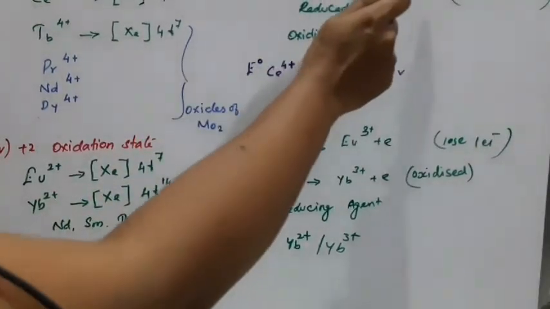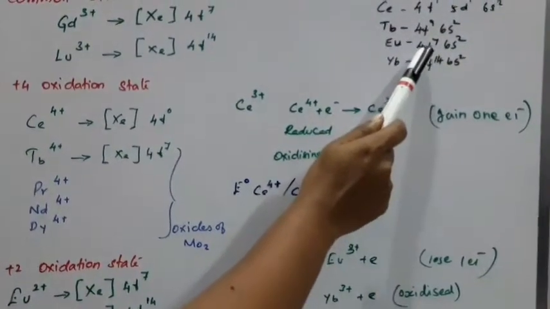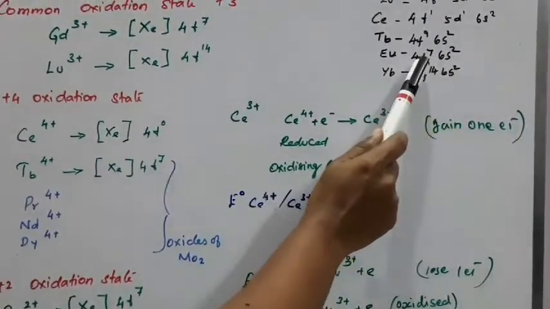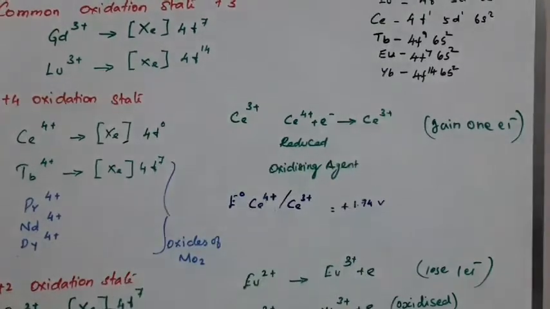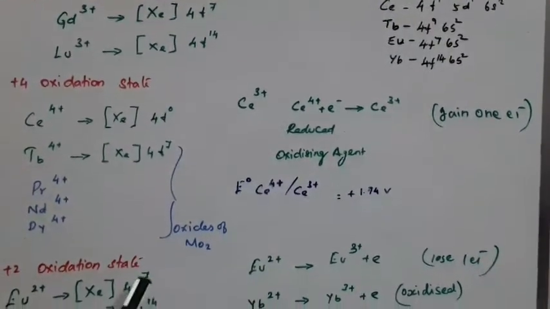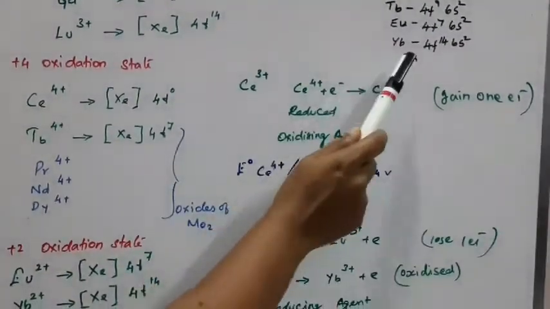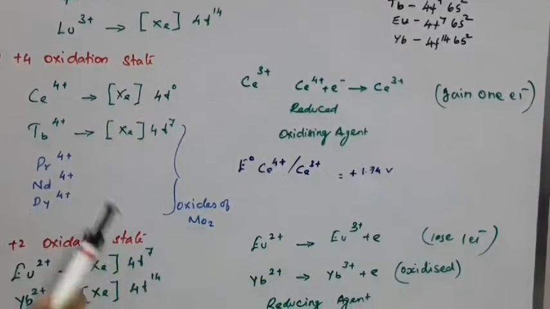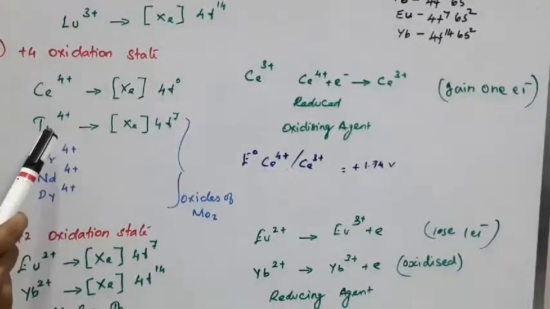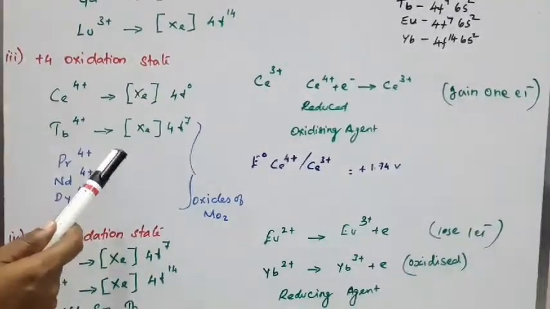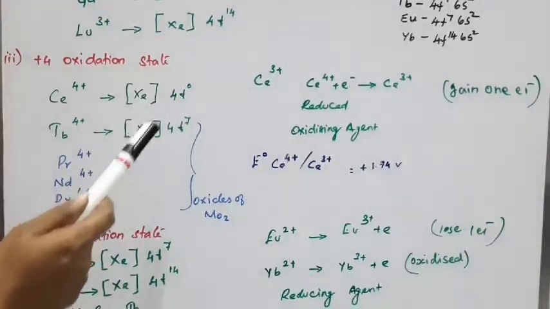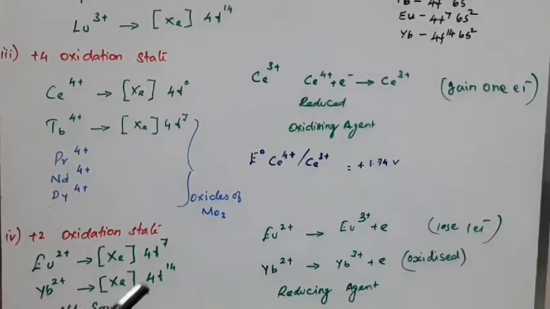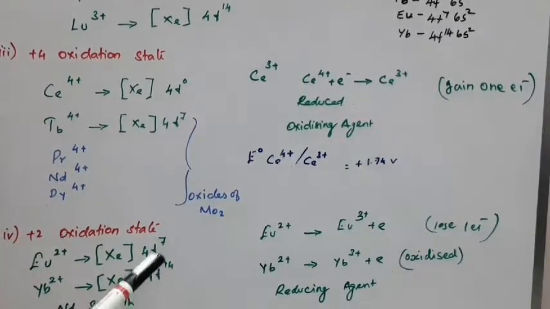See here, europium's electronic configuration is 4f7 6s2. Loss of 2 electrons gives the stable half-filled electronic configuration, xenon core 4f7. And ytterbium also loses 2 electrons, giving a full-filled configuration. So for the +4 oxidation state, cerium and terbium have extra stability by attaining half-fill and full-fill. For the +2 oxidation state, europium and ytterbium have full-fill and half-fill stable configurations.